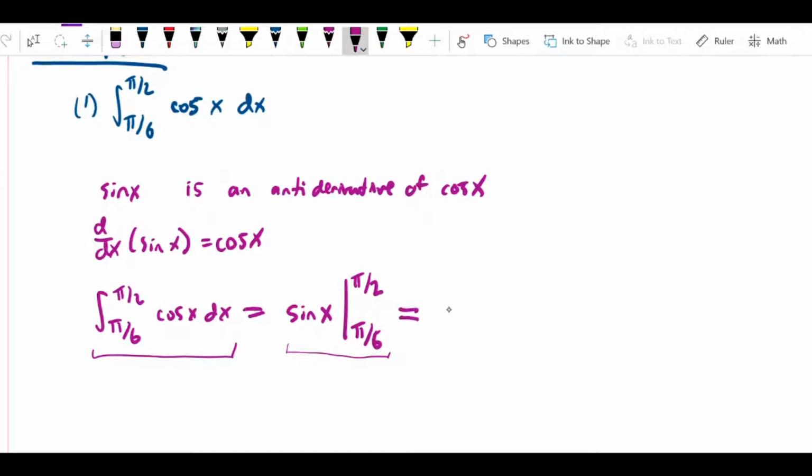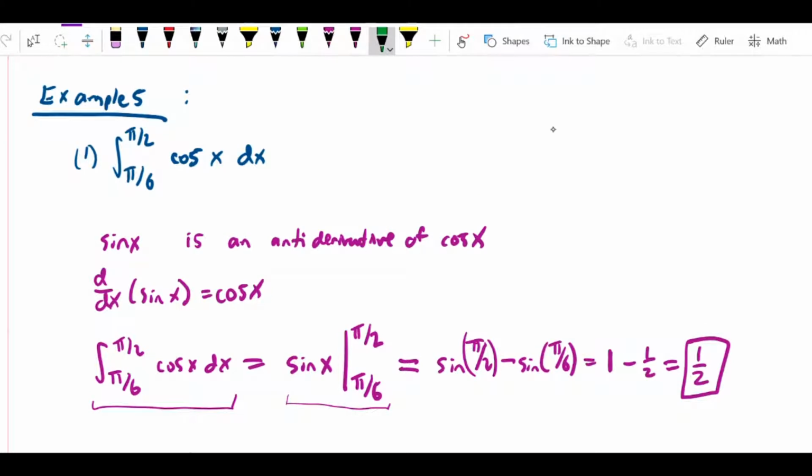So we're going to expand this again. We're going to plug in the two endpoints and subtract. This is going to be sine of pi over 2 minus sine of pi over 6. That's going to equal: sine of pi over 2 is 1, sine of pi over 6 is 1/2, and the answer is 1/2. Now, what's the interpretation of this?